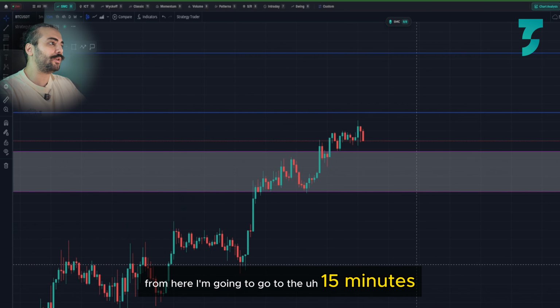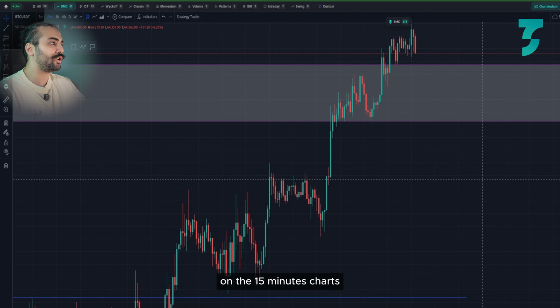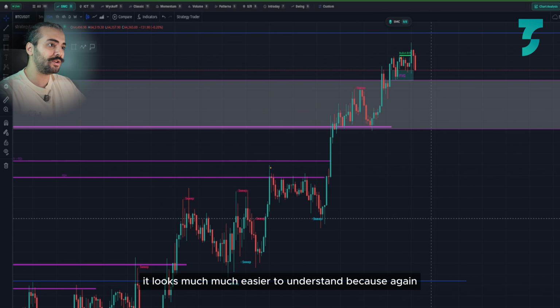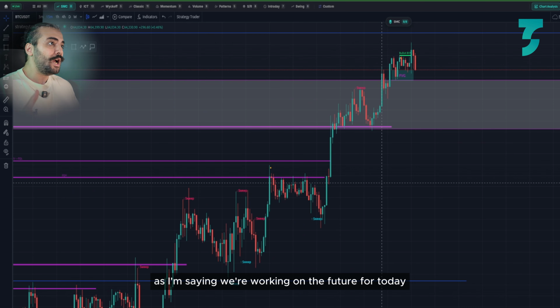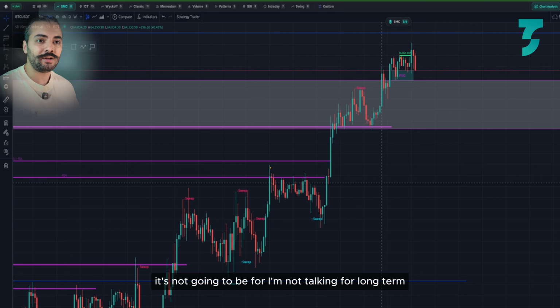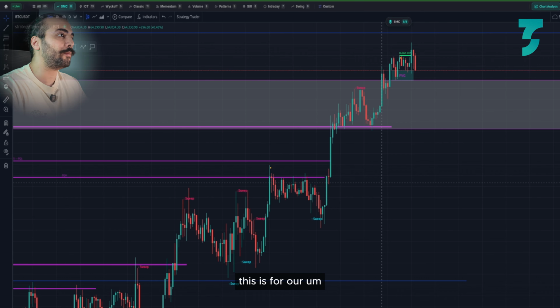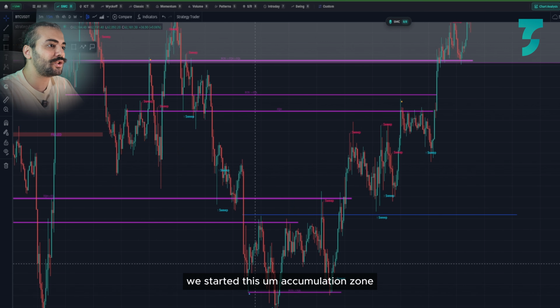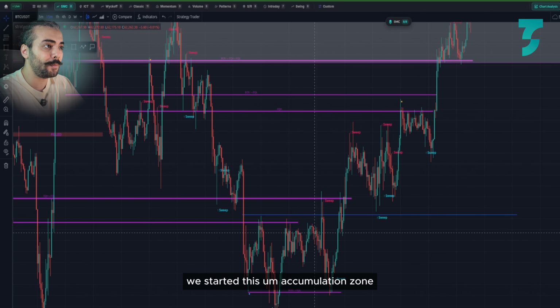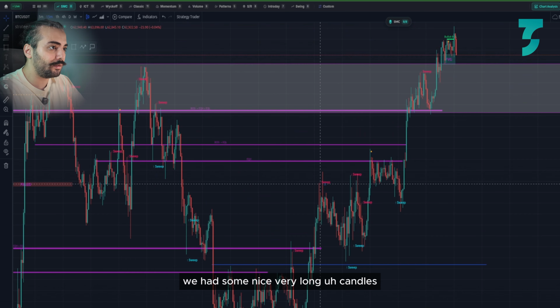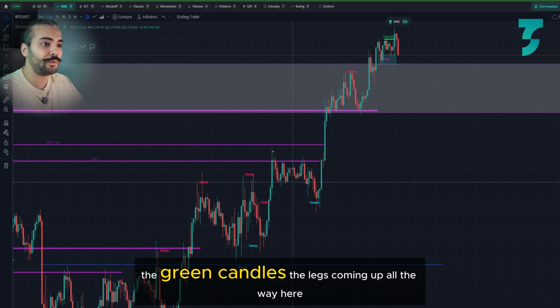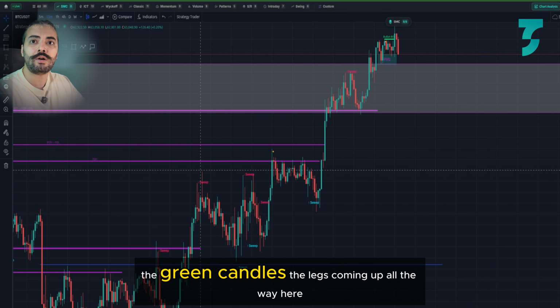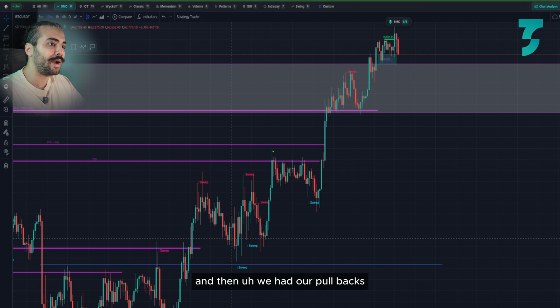I'm going to go to the 15 minutes. On the 15 minutes chart, it looks much easier to understand because, again, we're working on the future for today. I'm not talking about the long term. This is for our market overview of how it looks today. So as you can see from here, we started this accumulation zone. We had some nice, very long candles, the green candles, the legs coming up all the way here. And then we had our pullbacks.